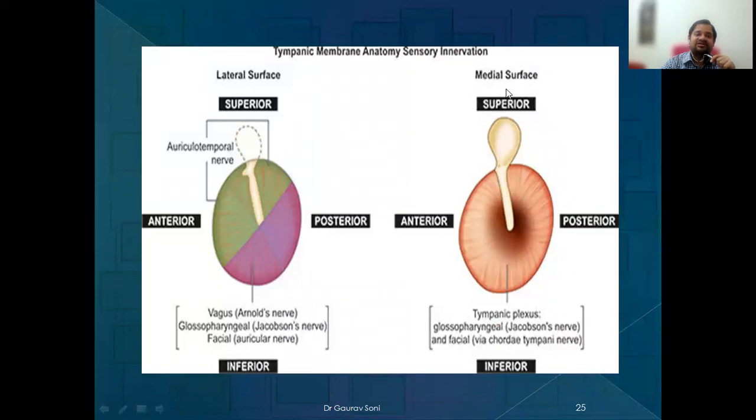Now this diagram will give you more hint. You can see the lateral surface, medial surface. You can see here the vagus nerve is going to supply, glossopharyngeal is going to supply, and some facial nerve is also there, apart from the auriculotemporal nerve. But from the medial side, basically it is the glossopharyngeal nerve, with the help of some part of the facial nerve. So here you see some names are given like Arnold nerve, Jacobson nerve. You have to learn both names properly and keep in mind these names can also be asked in some questions. So you should remember Arnold nerve is the vagus nerve part and Jacobson nerve is the glossopharyngeal part.